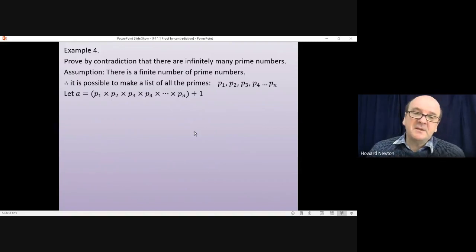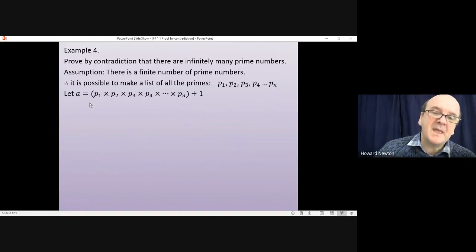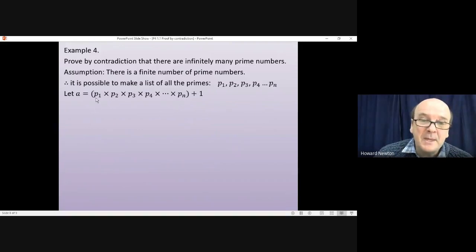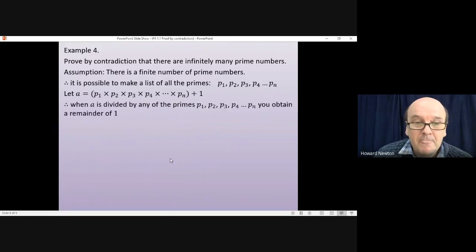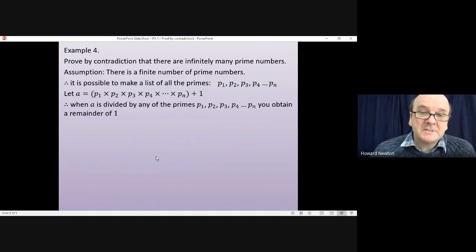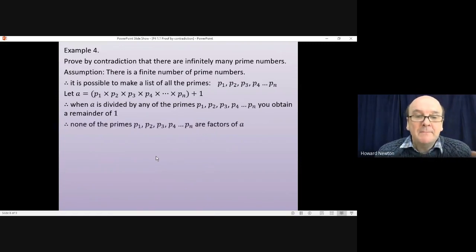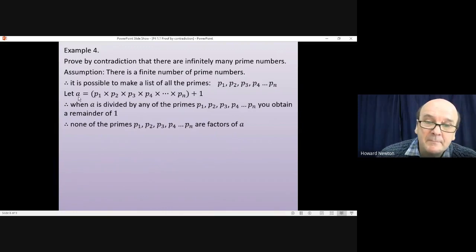Now, the significant thing about this number a is that if we divide it by P1, we'll get a remainder of 1. If we divide it by P2, we'll also get a remainder of 1. If we divide it by P3, we'll get a remainder of 1. In fact, if we divide this number by any of the primes, we're guaranteed to get a remainder of 1. So, what does that mean? It means that none of the primes are factors of this number.